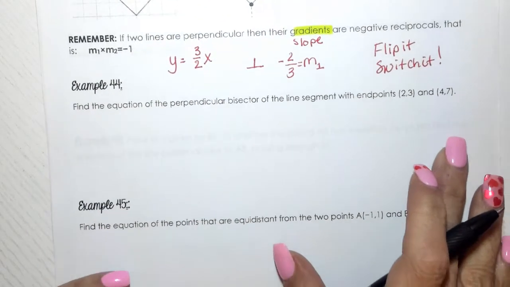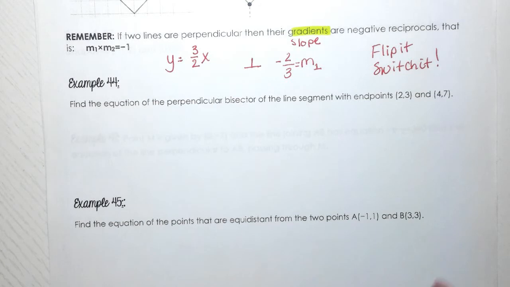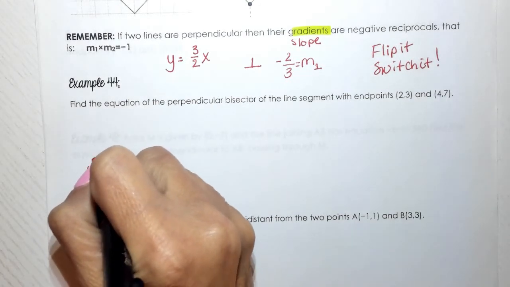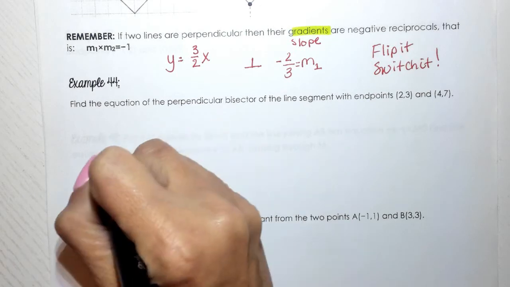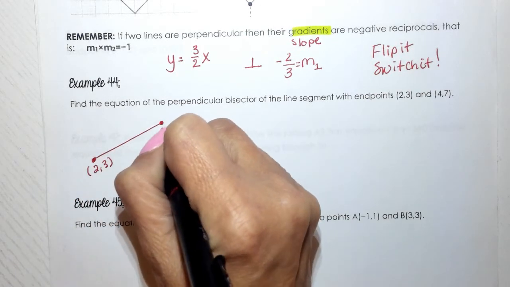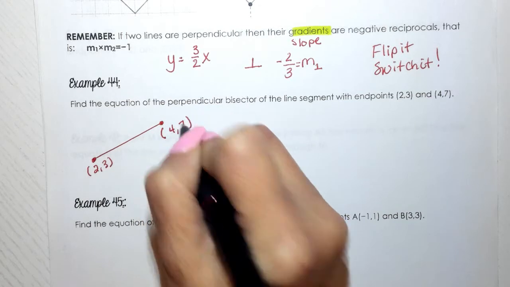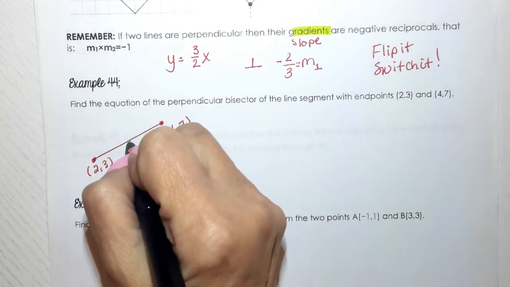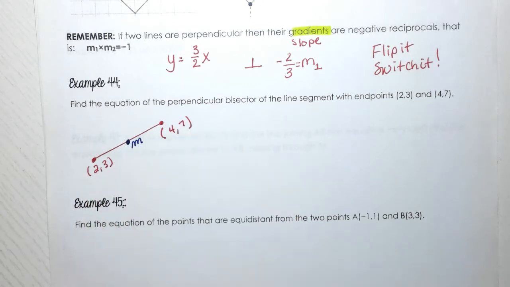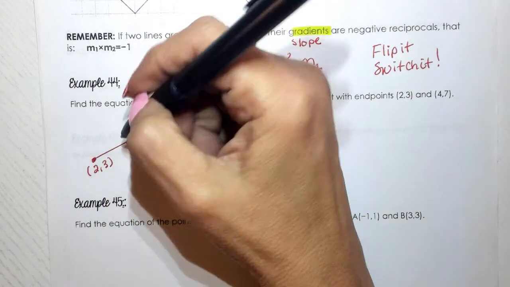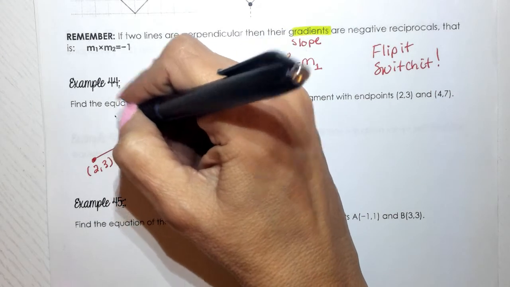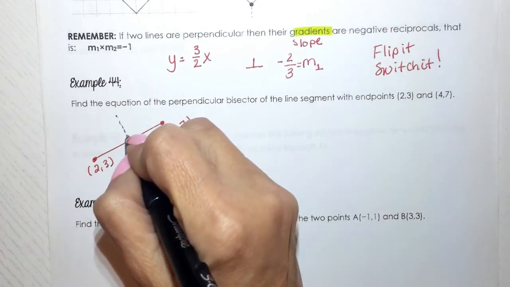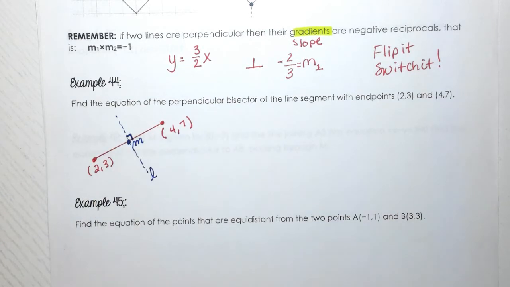Okay, so find the equation of the perpendicular bisector of a line segment that has these two endpoints. So I'm going to draw a little picture here. And remember, if you're watching this, you can always fast forward it if you remember all this. I'm going to draw my segment, and I've got 4, 7. If I want to find the perpendicular bisector, it's going to go through this point M right here. And I need to know the coordinates of M. And I want to know the equation of L. L is going to be the perpendicular bisector.